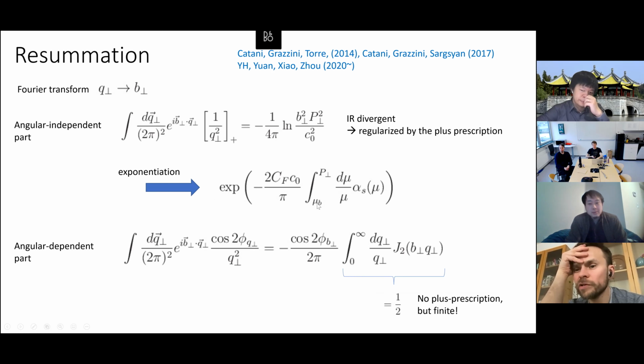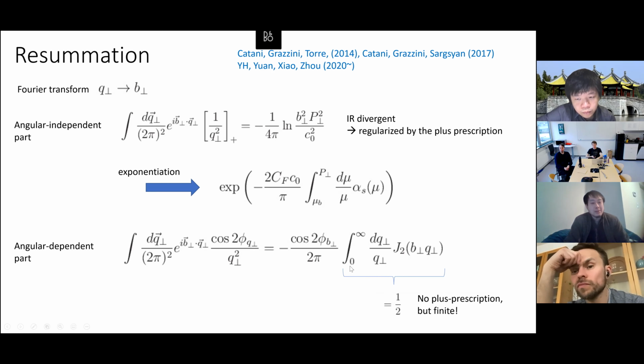However, Yoshi? Yes. The reason for this is that the virtual term is just the integral over the angle, right? So all the higher order terms just integrate out to 0. Yes. So the virtual term doesn't care about the angle, because you just integrate over the phase space. So there is no plus prescription for the virtual term. However, if you do the Fourier transform, then you get a completely finite result. You just get 1/2. It's just a number.